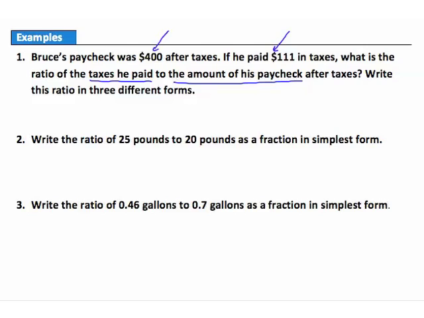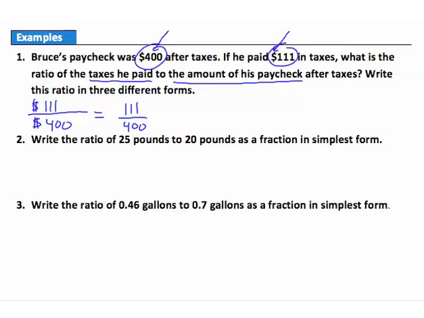So when we go to write this ratio, and I'm going to write this as a fraction, I want to write the taxes he paid in the numerator. And so the taxes he paid was $111. So I'm going to put that up here in the numerator. The amount of his paycheck was $400. That's going to go in the denominator. Now, since these units are the same, both dollars and dollars, we don't need to write these units in our ratio. So I would just write this ratio as 111 to 400.